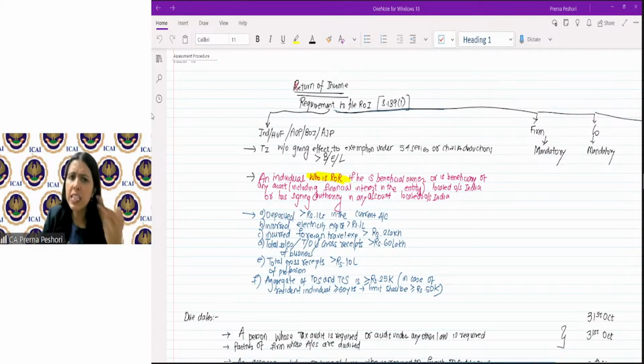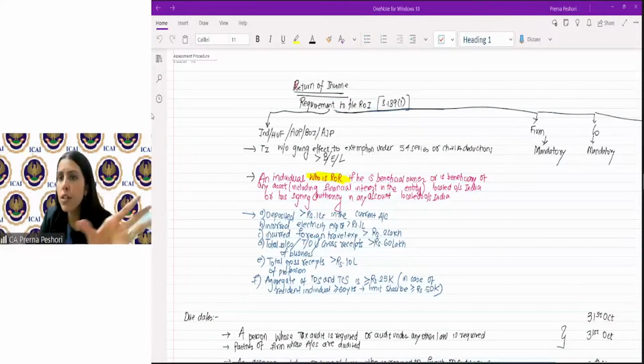Now these days, 3 months is a very, very short period of time given to the AO to initiate the assessment. To study the return and then issue the notice, that 3 months time period is not very sufficient. So most of the time now you would see the normal scrutiny assessments are not happening. All the cases are being picked up only in the reassessment. So now what is reassessment? We will try to understand that in detail.